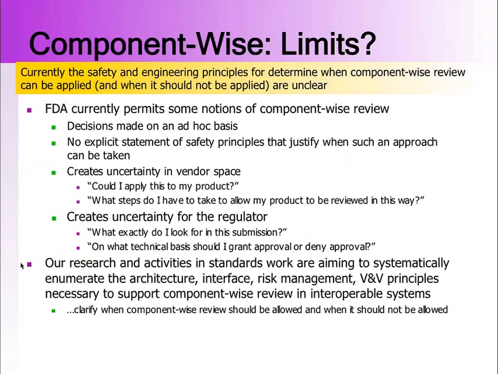I'm talking about in current FDA practice. Currently, the FDA permits some notion of component-wise review, and the decisions are made on an ad hoc basis, so there's no explicit statement of the safety principles that justify when such an approach can be taken. And so this creates uncertainty in the vendor space. Can I apply this to my product? Is it worth building my product in a componentized way? And what steps would I have to take to allow my product to be reviewed in this way? What would be the safety principles that I would need to consider when I'm designing my entire risk management process?